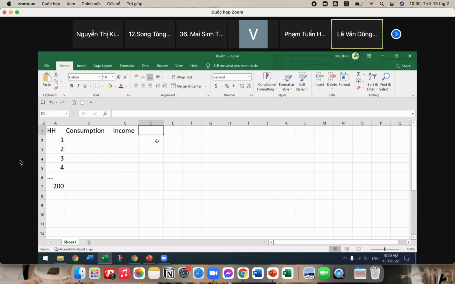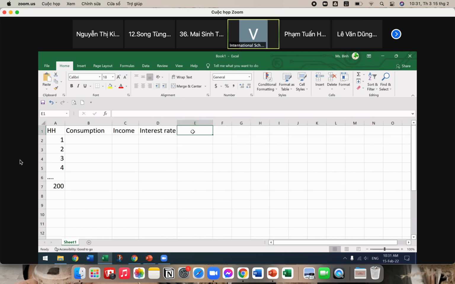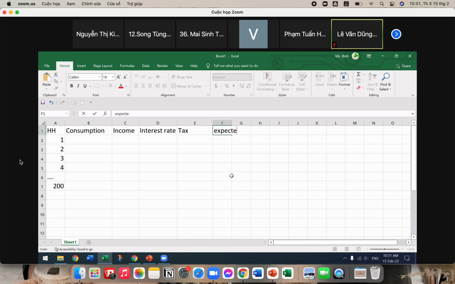The rate of interest. Okay, interest rate. Yes, okay. And more. Now think about some. Yes. Tax. Okay. Tax rate. And expected future income. Expected future income. Yes. Okay. Expected futures. Yes, income.